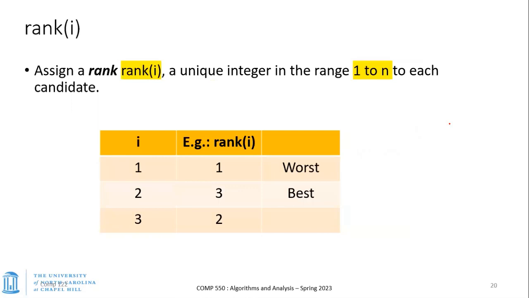Now, the next thing we'll do to be able to analyze this is simply associate a rank. Let's say we presented 3 candidates, 1, 2, and 3, and the rank is how good that candidate is. Let's assume the candidates are presented worst first, then the best, and then the middle one. So in this case, what's going to happen? How many people are we going to hire?